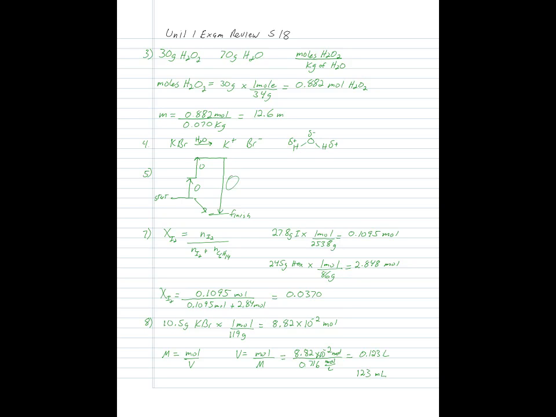Okay, so this is kind of similar to the mole fraction problem. When we're doing mass percent, you've got to remember that's going to be the mass of whatever we're looking for, in this case the caffeine, over the total mass, not just the mass of the solvent. And then, of course, for mass percent, we need to multiply by 100.